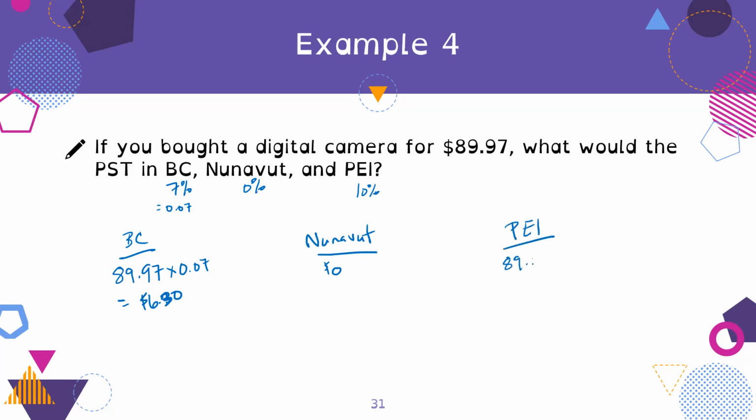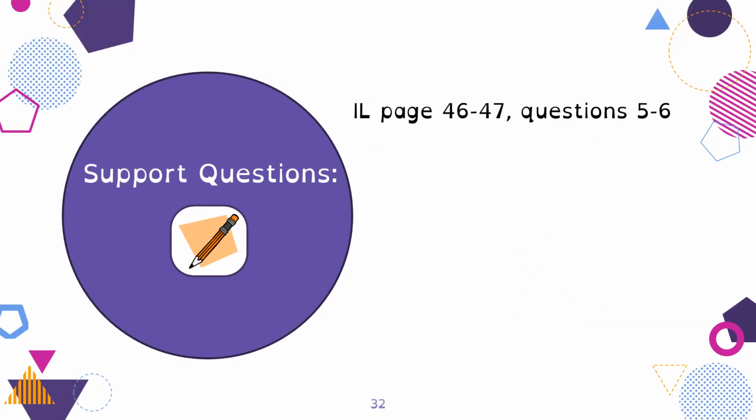In PEI, we do 89.97 times 10%, which is 0.10. So that is $8.99. So really it's $9. So the price when you pay is going to look more expensive in PEI than in BC or Nunavut because you are paying more taxes. The price of the actual camera is the same, but the taxes are higher in PEI. So it looks like you're paying more money. So then you can do the support questions on page 46 through 47, the questions 5 to 6.